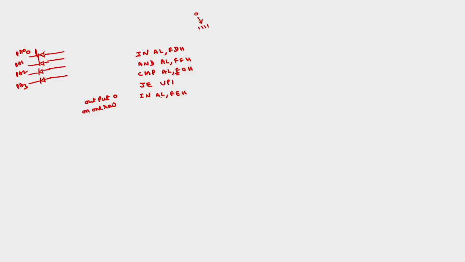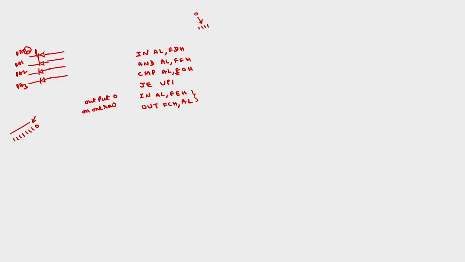So FEH means 1111 1110. Only the least significant bit is 0, and all the remaining bits are 1s. This I am going to output onto port A. The port A address is FCH, so OUT FCH, AL. With these two instructions, 0 will be sent on PA0.